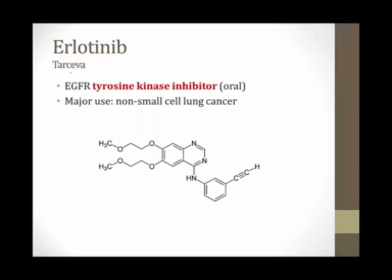Erlotinib, which also goes by its trade name Tarceva, is an EGFR tyrosine kinase inhibitor. It is an oral drug. It is not an antibody. This is its structure shown on the screen here, and its goal is to inhibit the tyrosine kinase enzyme activity of the EGFR. But it has a similar effect to cetuximab in that it disrupts the EGFR system, and therefore it has benefit in some malignancies. And its major use is in the treatment of non-small cell lung cancer.